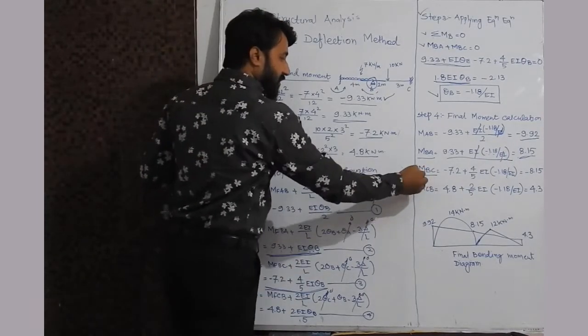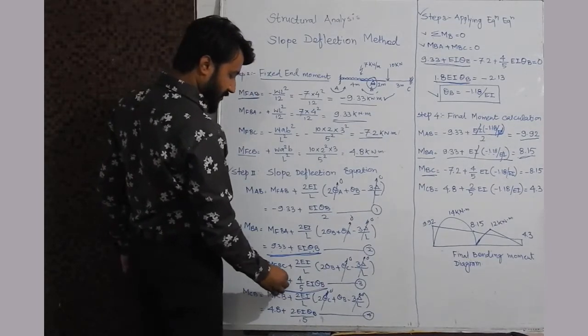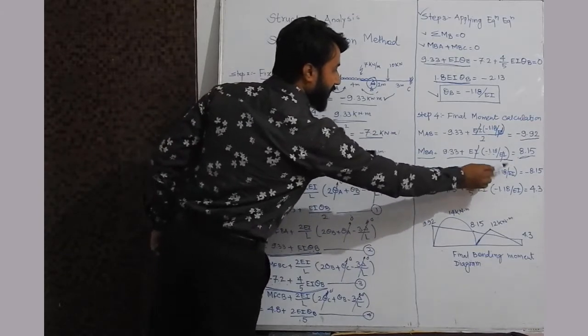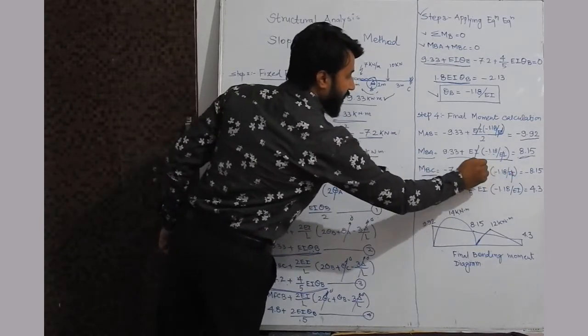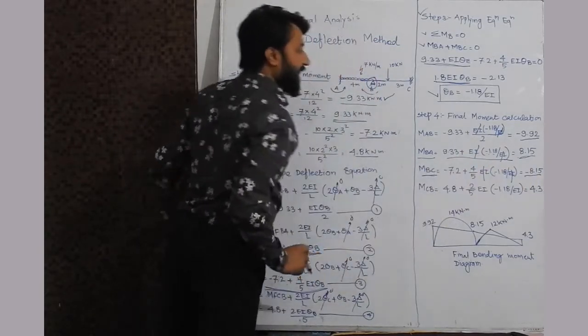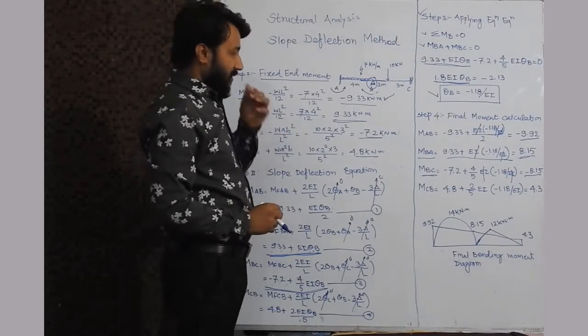Now for MBC, it has the value minus 7.2 plus 4 by 5 EI theta B. So instead of this theta B, we will put minus 1.18 by EI. This EI will get cancelled. Whatever value we are getting, the value is minus 8.15, which will be the final moment calculation.